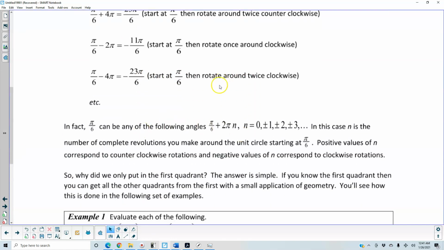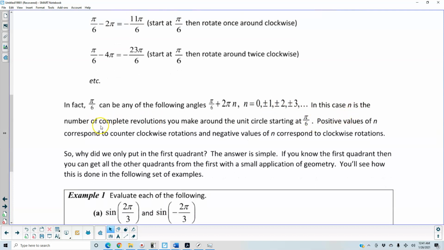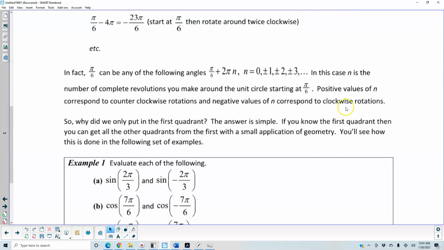Now, in fact, pi over 6 can be any of the following angles: pi over 6 plus 2 pi n, where n can be equal to 0, plus or minus 1, plus or minus 2, plus or minus 3, and so on. In this case, n is the number of complete revolutions you make around the unit circle, starting at pi over 6. Positive values of n correspond to counterclockwise rotations, and negative values of n correspond to clockwise rotations.